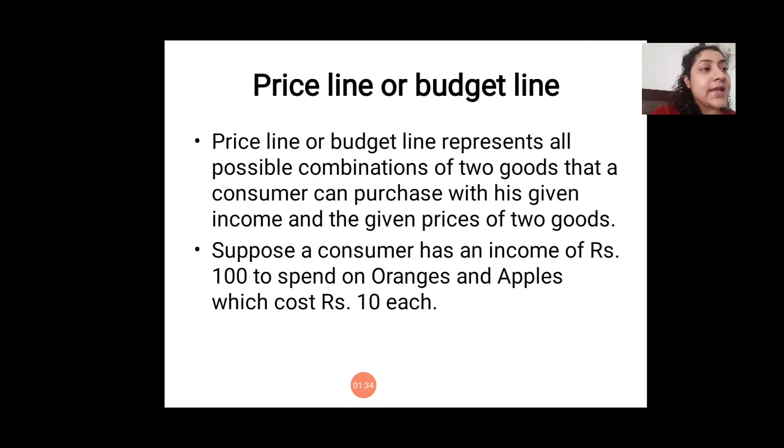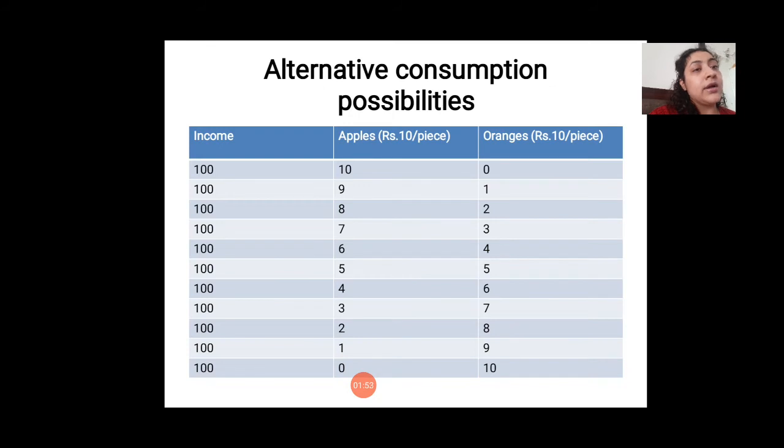Now, let us understand this concept with the help of an example. We are taking a consumer who has an income of rupees 100 and has to spend his money on apples and oranges. The price of both products is rupees 10. I've made a chart of alternative consumption possibilities wherein the consumer is spending rupees 100 on each bundle, and these are the possibilities of his consumption of apples and oranges.